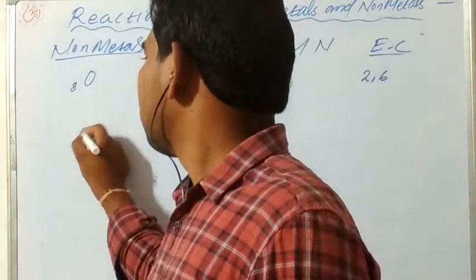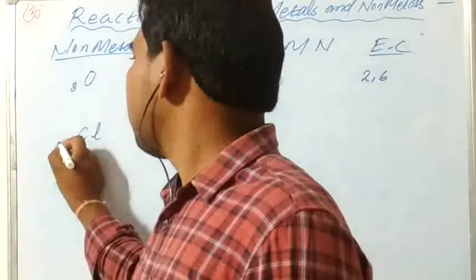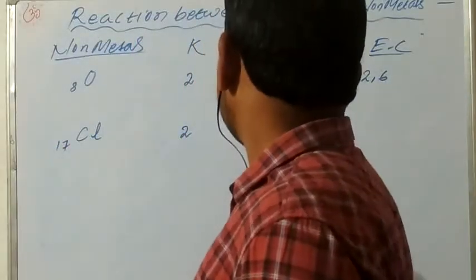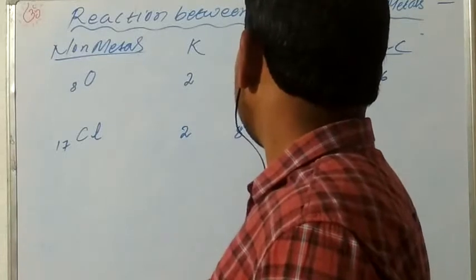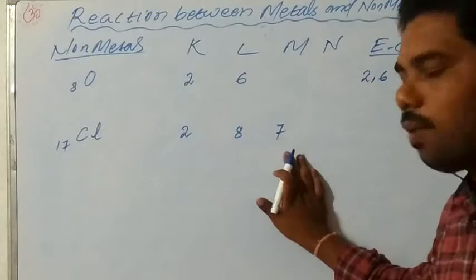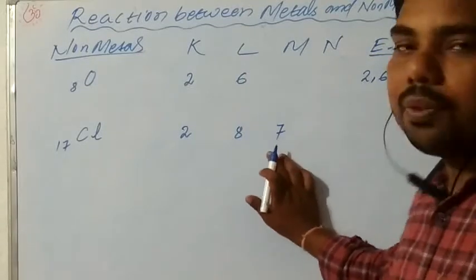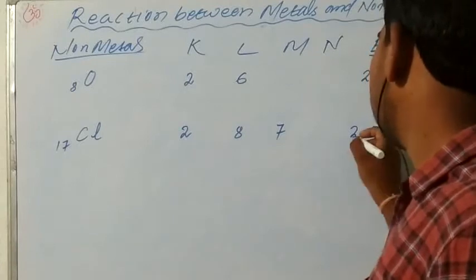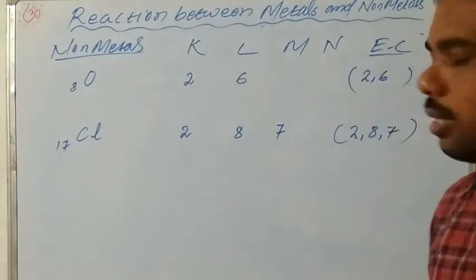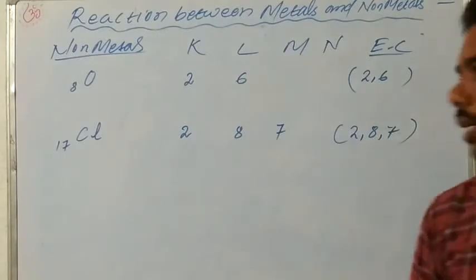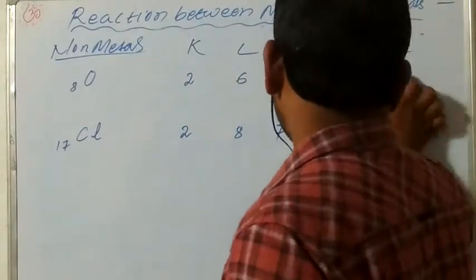chlorine. Chlorine has atomic number 17, which means 2, 8 and 7. With 2, 8, 7, 1 electron is required to complete its octet. This is the electronic configuration 2, 8, 7. So like this we discuss electronic configurations. Now we discuss how to form their electron dot structure. This is most important.